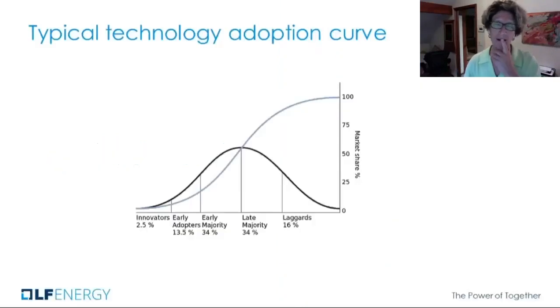So my background, I do feel like I've been in the deep end of the ocean, but my background really is as an innovation person and an adoption person and a stakeholder and governance person. So this is what I would refer to as a typical technology adoption curve. And my guess is that most of you, this is familiar to you.